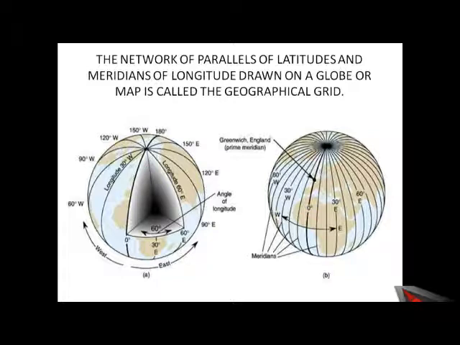Take an example: Delhi is indicated by 28°40' north and 77°14' east. It means Delhi is located at an angular distance of 28°40' north of the equator and 77°14' east of the Greenwich meridian.